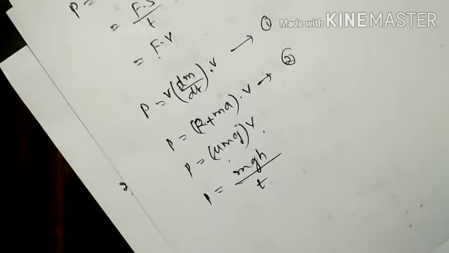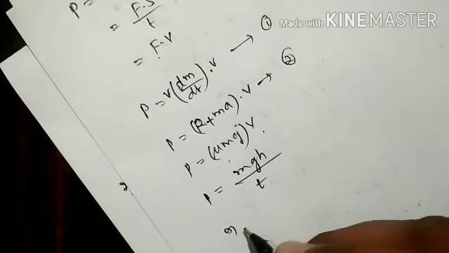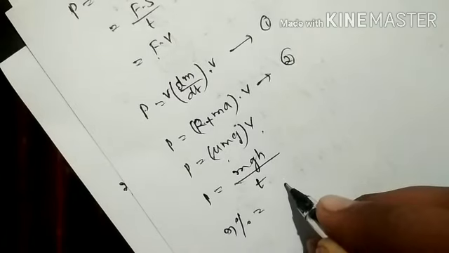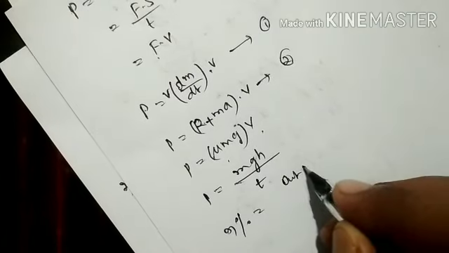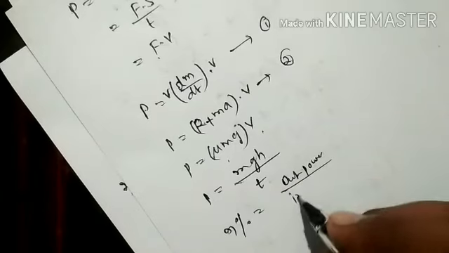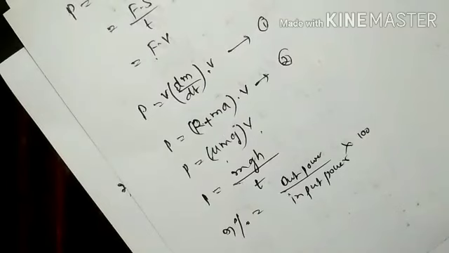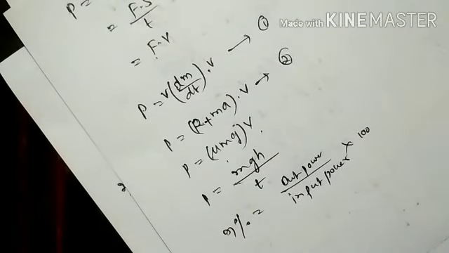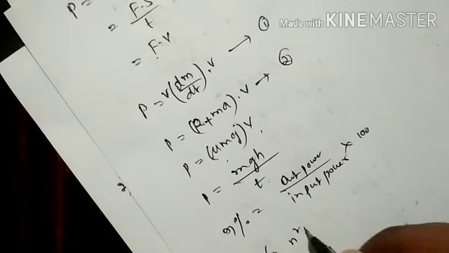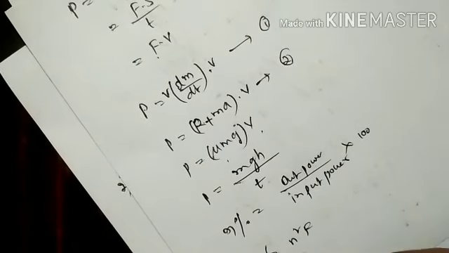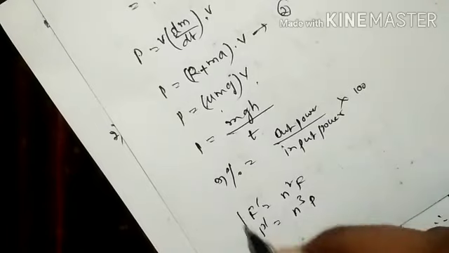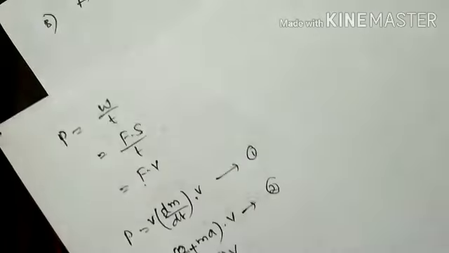And next one, if you want the efficiency of the engine, percentage efficiency is equal to power output, or output power, by input power, into 100. So this is percentage efficiency. And if you consider a pipe and you want to increase the amount of water n times, what is the force applied? F dash is equal to n square F and power P dash is equal to n cube P. So this is how. And one more application is graphs.